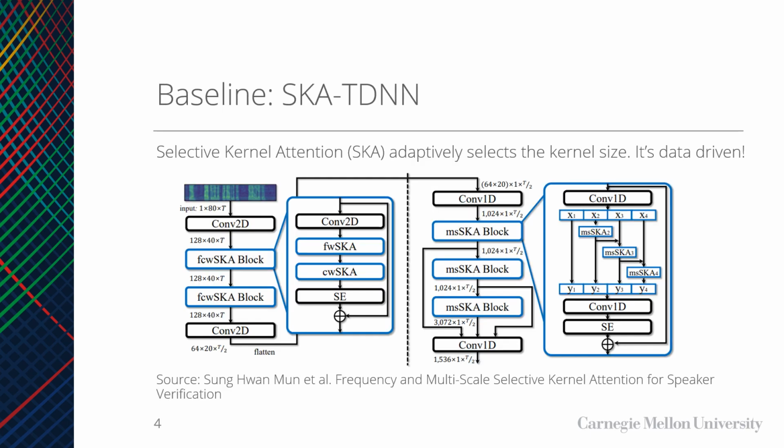Our baseline architecture is a selective kernel extension TDNN. It employs SKA, which is a mechanism that adaptively selects the kernel size. It comprises two modules. The first is a 2D CNN module that employs the selective kernel extension across the frequency and channel. Next, we have a 1D CNN module that takes the entire input and splits it into segments, each of which are attended.